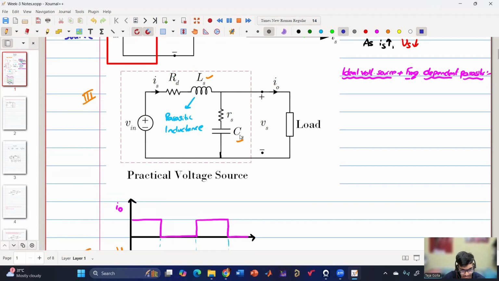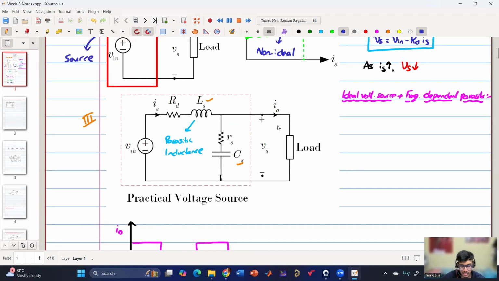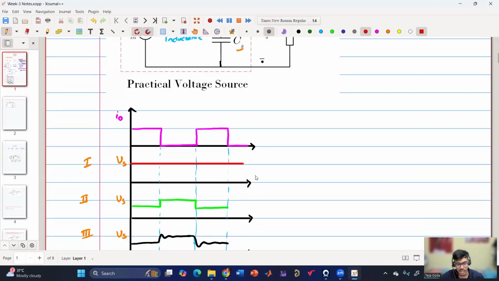Because of this, say current is changing, and we know VL is what? VL is L into di by dt. Say if my current is changing in a step, then the voltage across the inductance will have an impulse, or we can say there will be a spike. So this will cause EMI problems. Whenever there is inductance, you cannot change the current in a step fashion. Then there will be a derivative in the voltage across the inductance expression, so it will cause an impulse or spike. So this will lead to EMI problems.